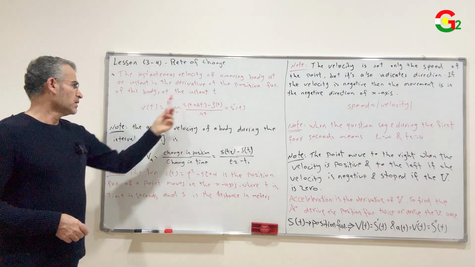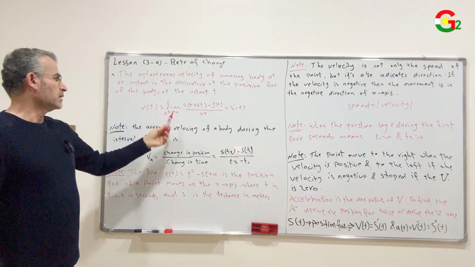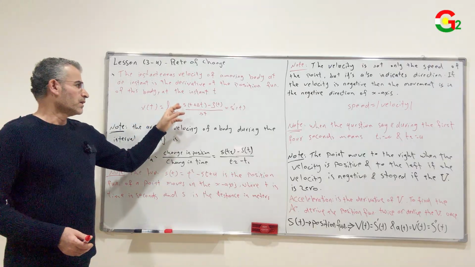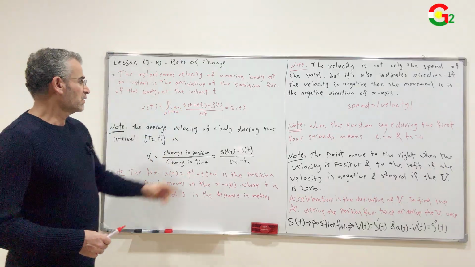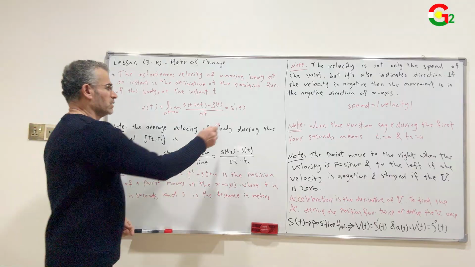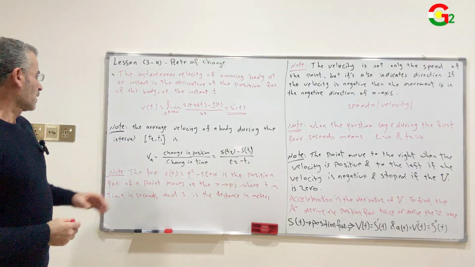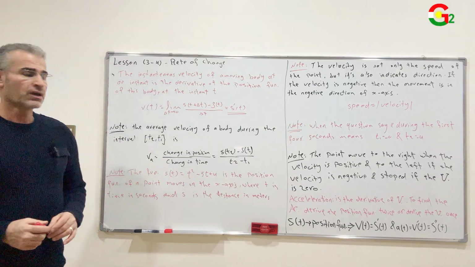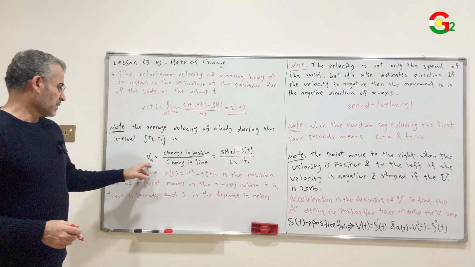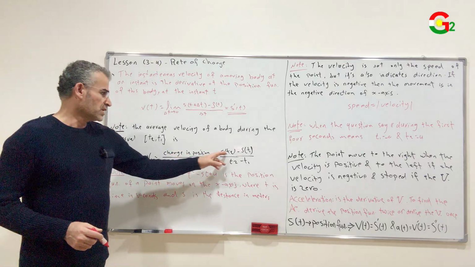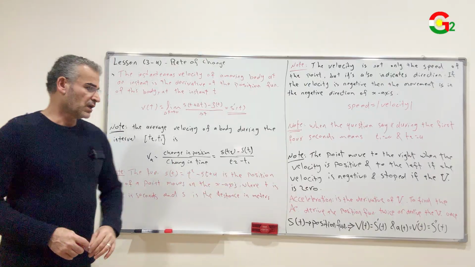At the instant t, the velocity v of t equals the limit as delta t approaches 0 of the position function s of t plus delta t minus s of t, over delta t, which is the derivative of the position function. The average velocity of a body during the interval t1 to t2 is v sub a, the change in position, s of t2 minus s of t1, over the change of time, t2 minus t1.